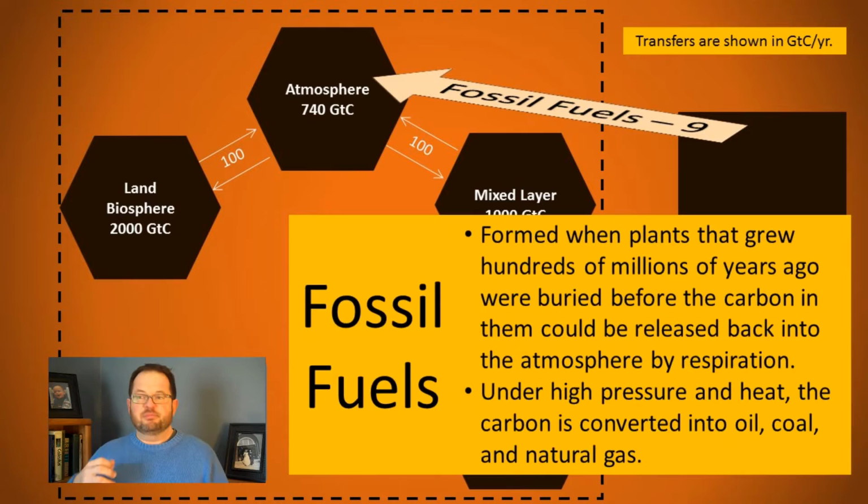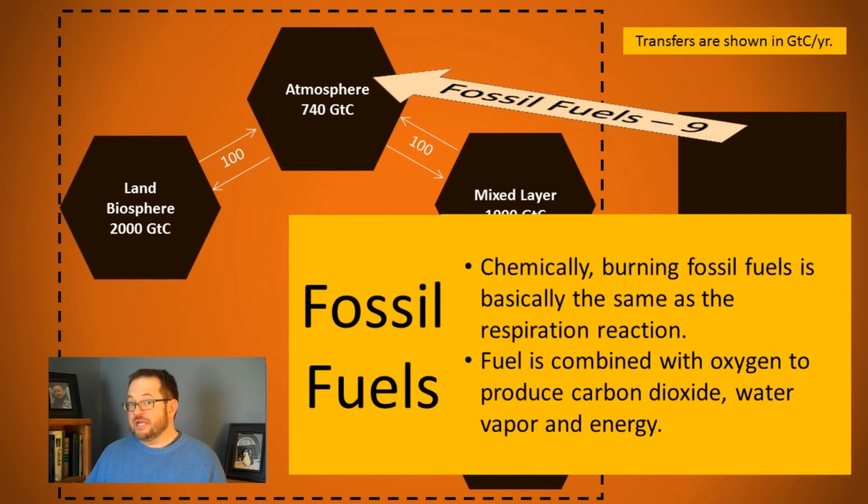Fossil fuels form when plants that grew hundreds of millions of years ago are buried before they get a chance to completely decay. Because if they were decaying, bacteria and fungi and things like that would be returning that carbon dioxide, that carbon, back to the atmosphere through their processes of respiration. These organic materials from these decomposing plants are then buried under high pressure and heat and are converted over the period of millions of years into fossil fuels like petroleum and coal and natural gas and so on. Then we find them useful and dig them up or extract them, and we burn them as a way of getting energy for the modern world.